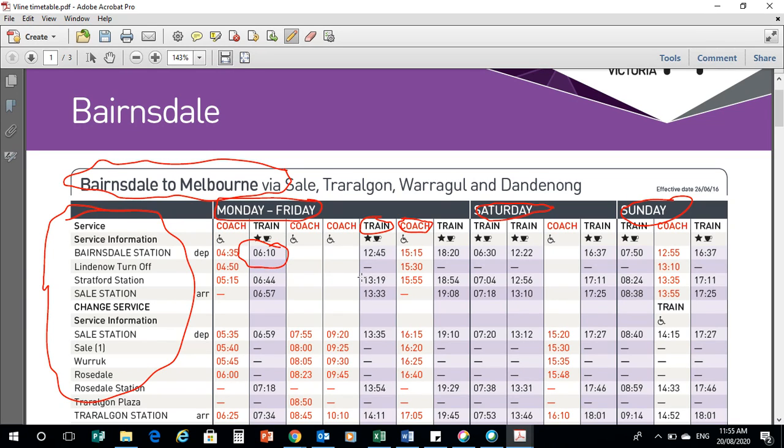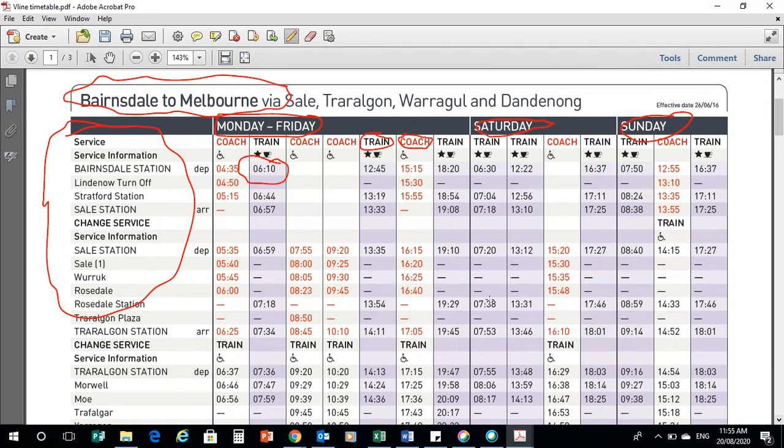We'd have a look at it. What time would I arrive in Warragul? Okay, so we have a look at that 6:10 and we scroll down. We've got to make sure that we stay in the same column. Now, the good thing is the columns are different colours for the train and the coach. That sort of helps us out because you can see that the train ones are purple and the coach ones are white. Now, that's not going to be the case in all the timetables that you read.